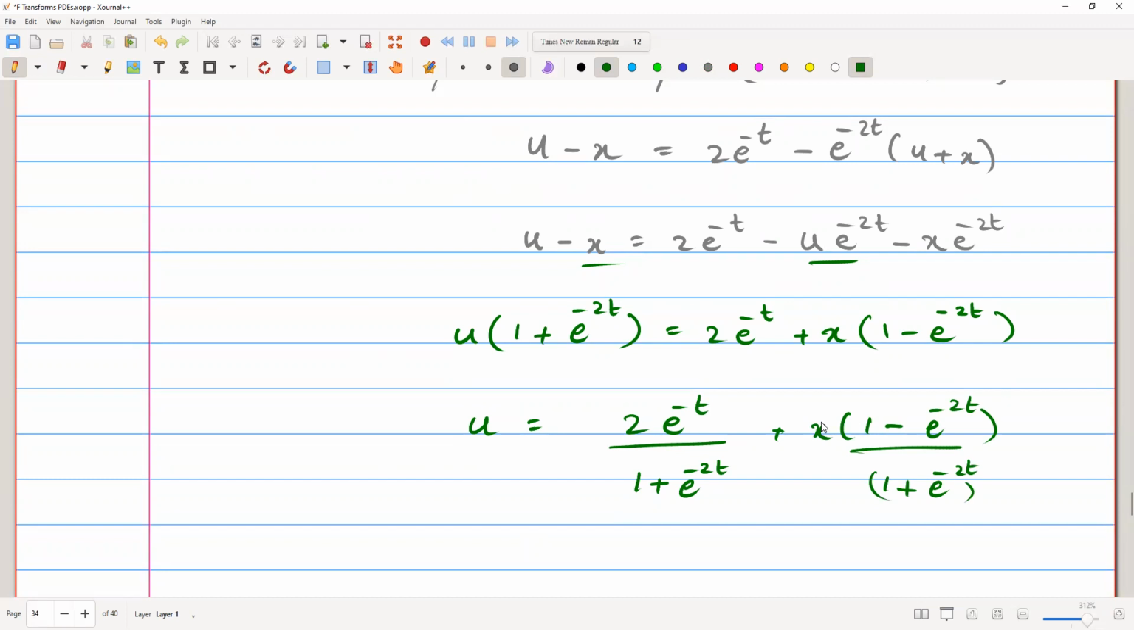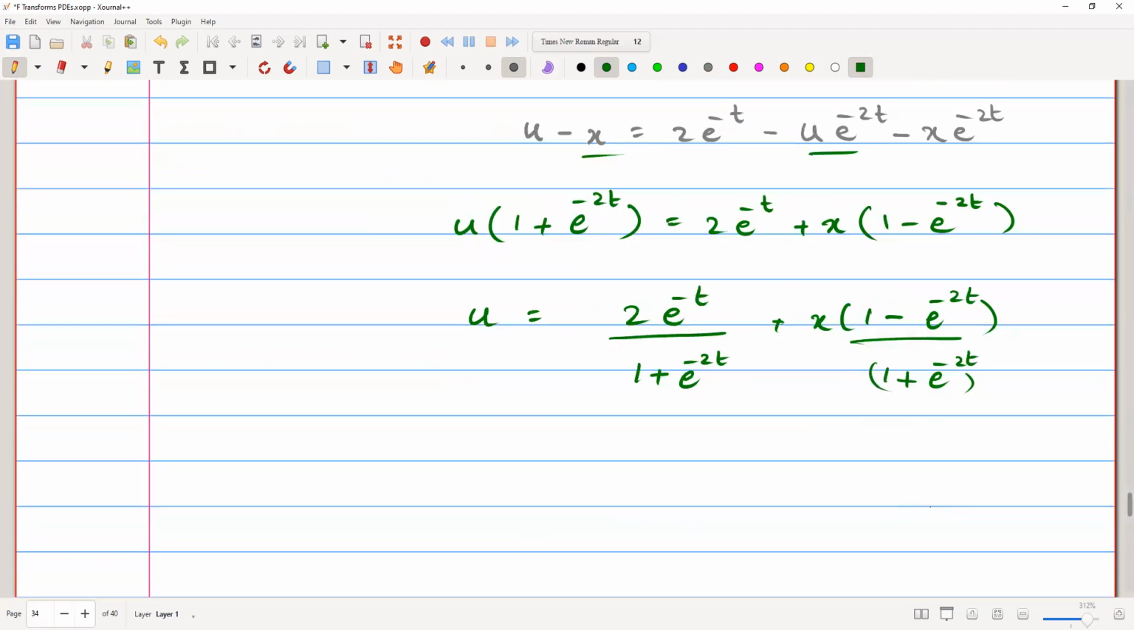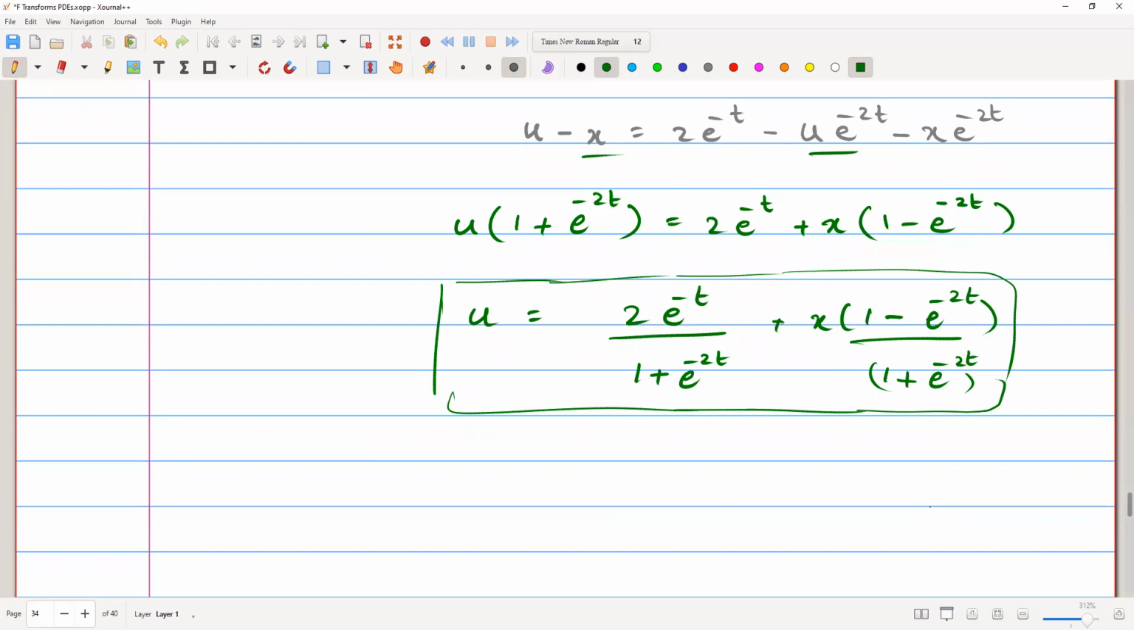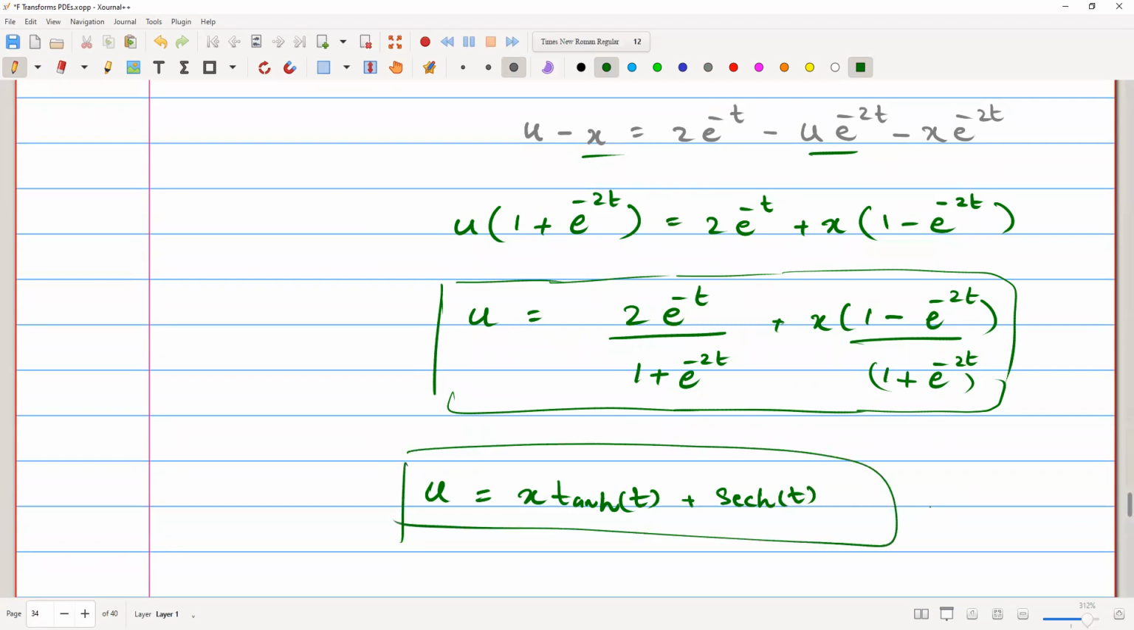And by this, we get the answer u in terms of x and t. So in this manner we can do this problem, and if you simplify it more, the final result you can get is x times tanh t plus sech t. That I will leave it to you to simplify to this form.